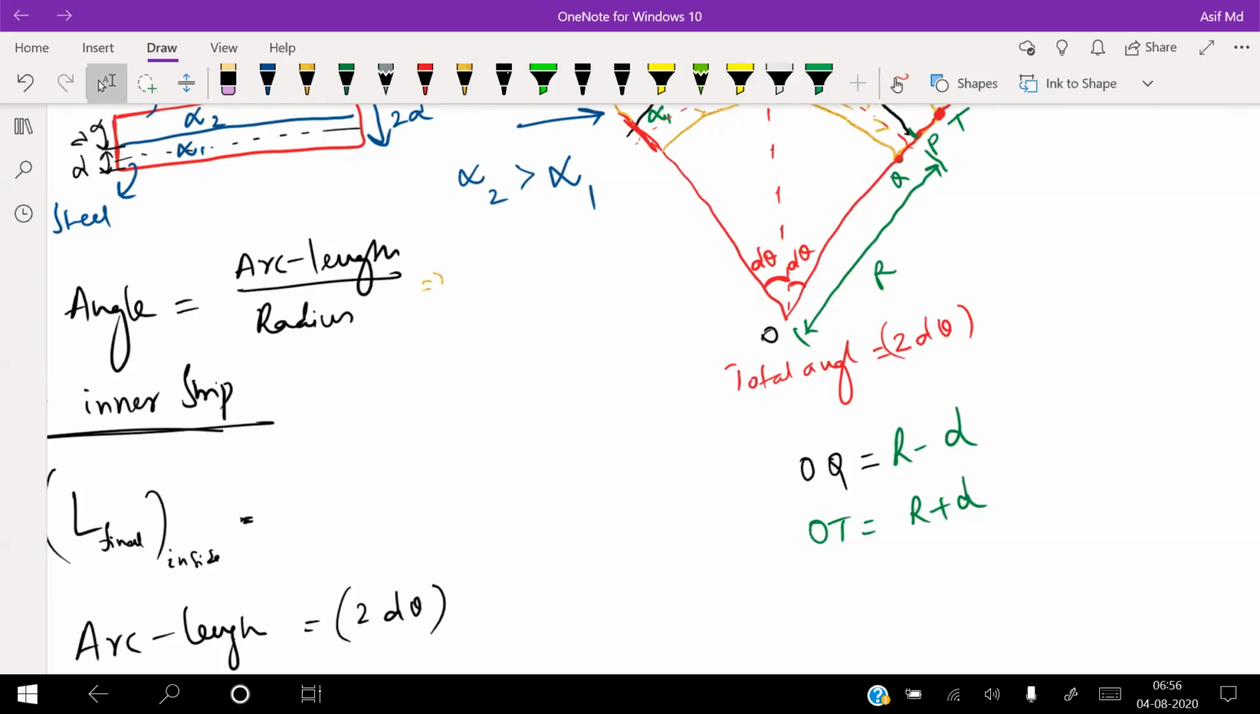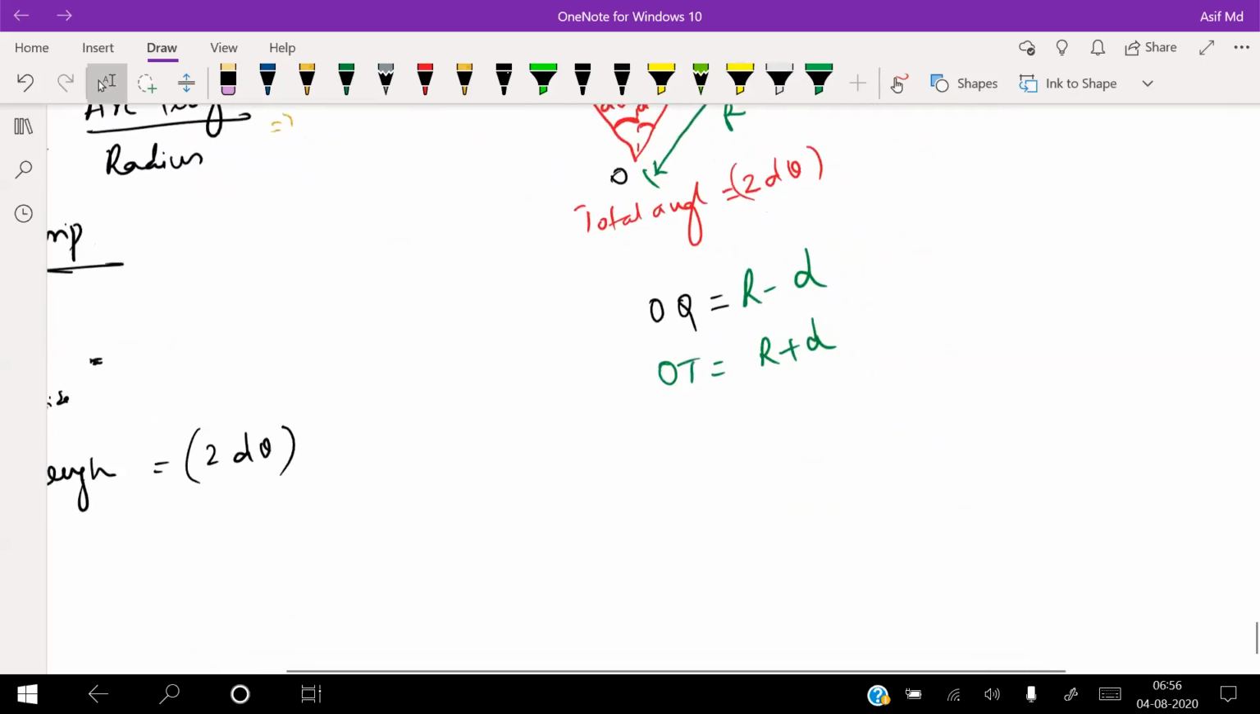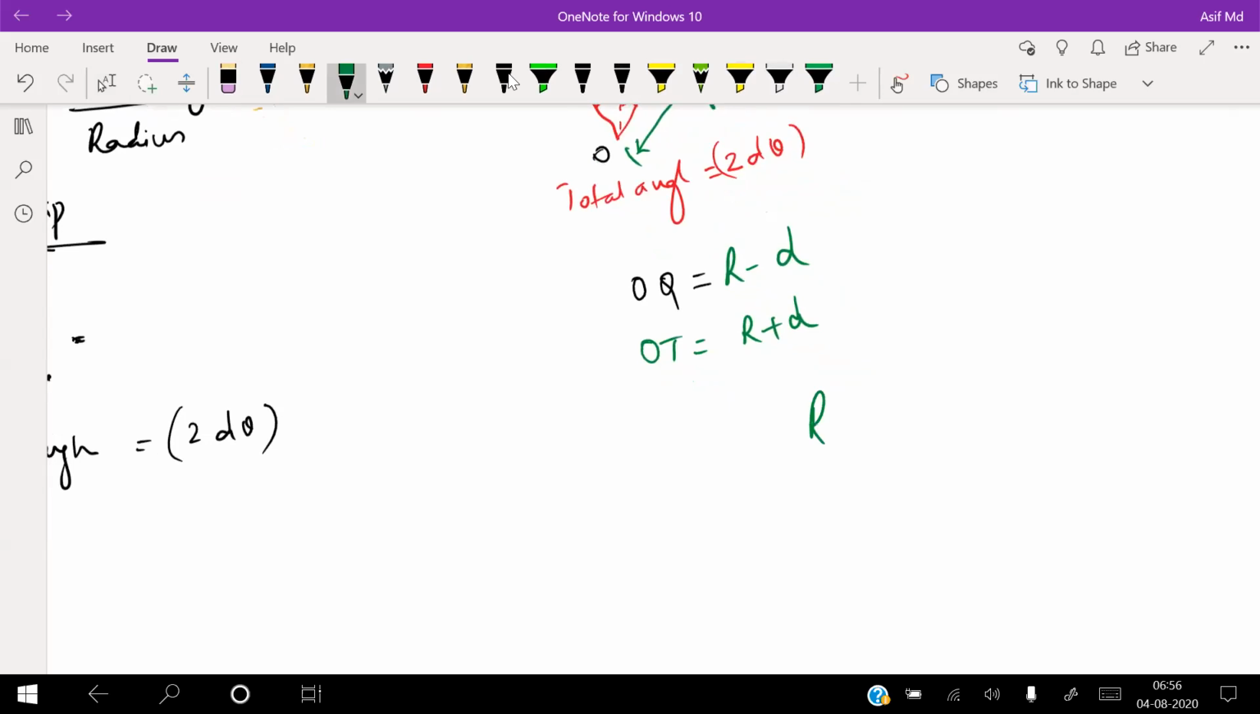Sir, inner one, no, sir. So we need to take average, na beta. See, R average of inside will be equal to R plus R minus D divided by 2. Isn't it? So that will become for me how much? Sir. R minus D by 2.